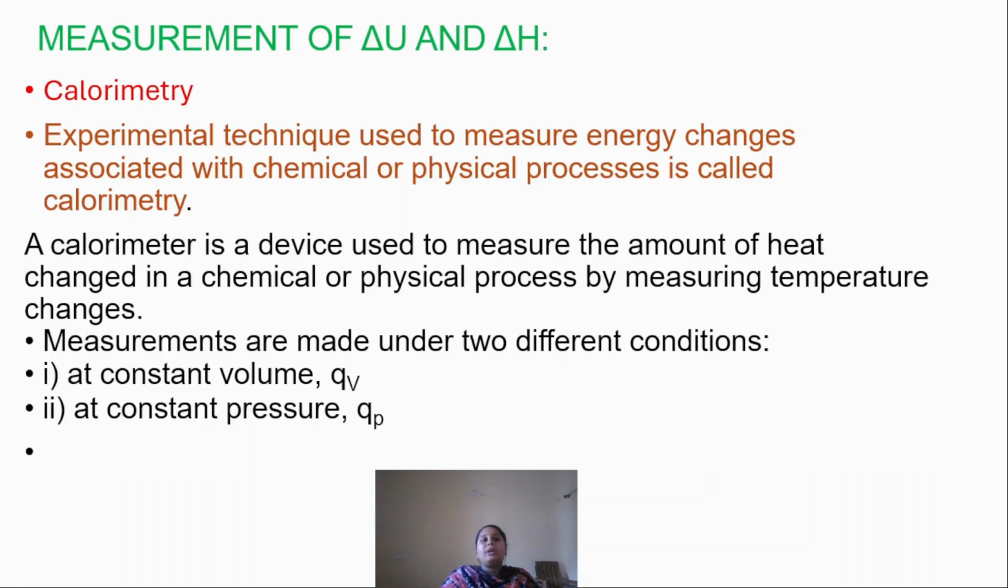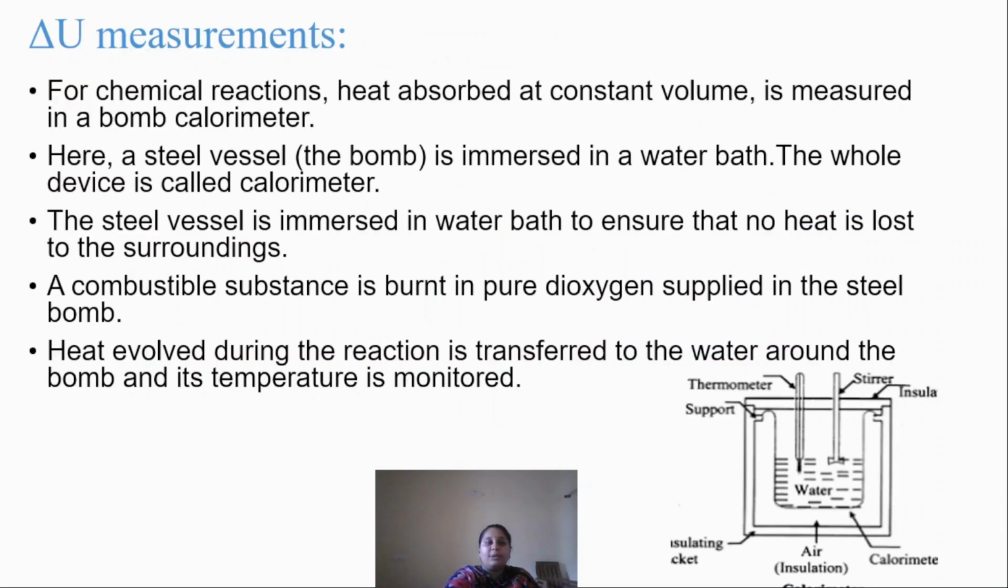The measurement of delta U and delta H. So in calorimetry, what happens? It is an experimental technique which is used to measure the energy changes associated with a chemical or physical process. A calorimeter is a device which is used to measure the amount of heat change in a chemical or physical process by measuring the temperature change. The measurements are made under two different conditions: at constant volume, Qv, and at constant pressure, Qp.